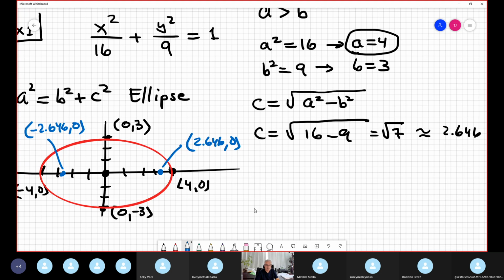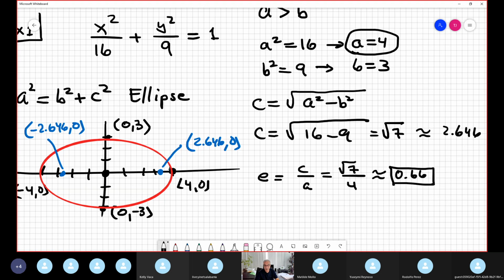Also, the eccentricity, remember, is the ratio between C divided by A. It can give me information on how flat or how rounded our ellipse is. So you divide C by A, which is 4, and you approximate in decimal, it is 0.66.